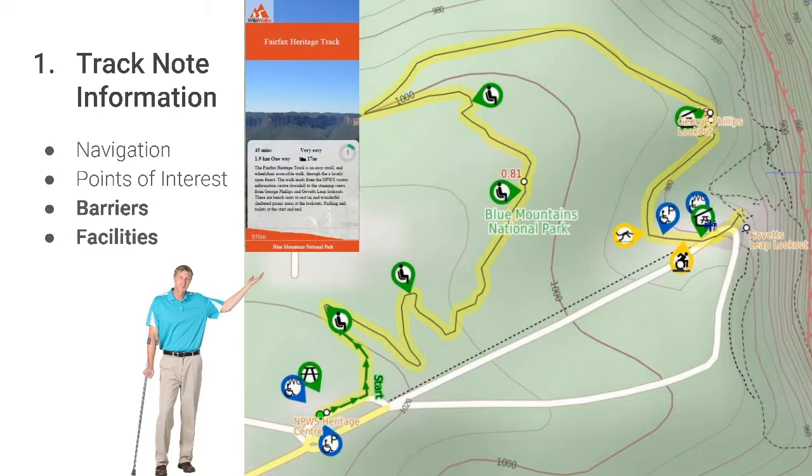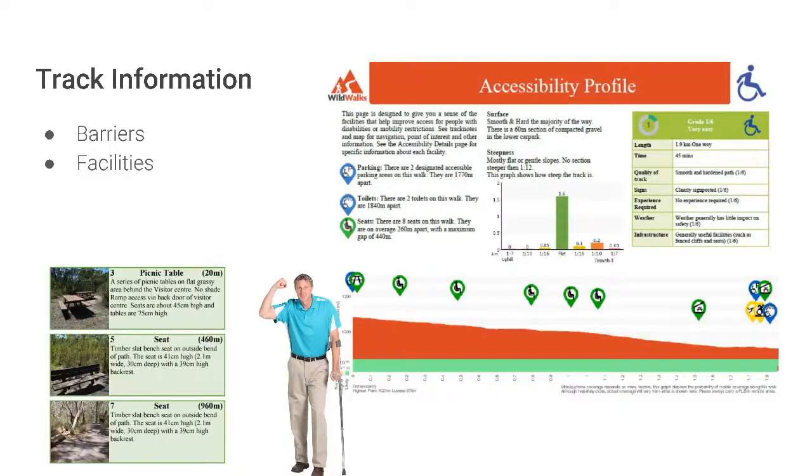So the way that the naturally accessible framework starts to lay this out is, we show it on this map as the example, but we also have this idea of an accessibility profile. And we do this in a way that presents the information in conjunction with everything else. So we don't have the disability track notes and the general public track notes. We have the track notes for this walk, and we just have this accessibility profile toward the end.